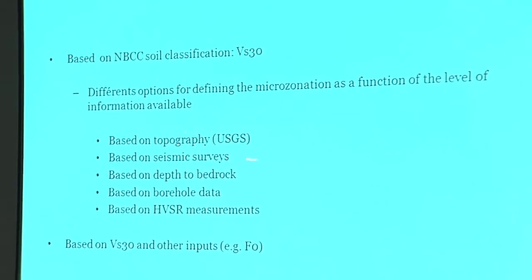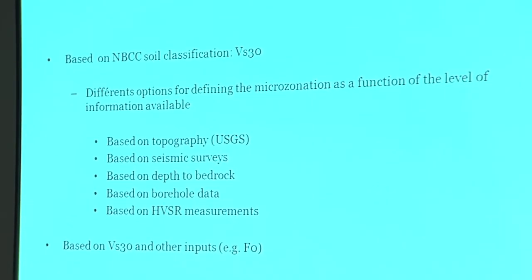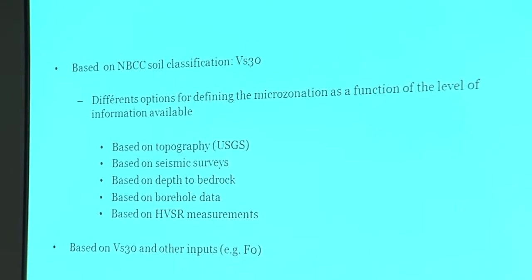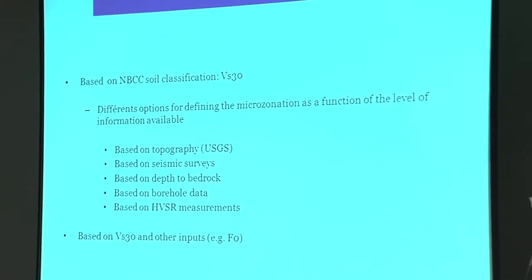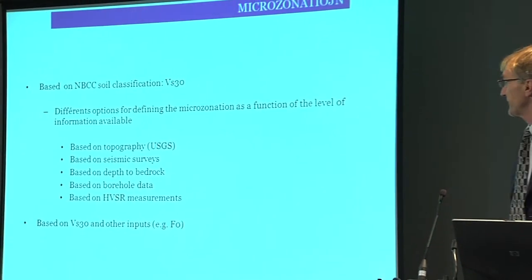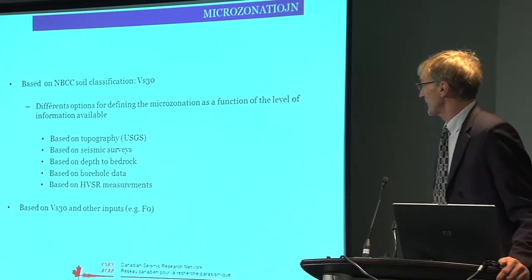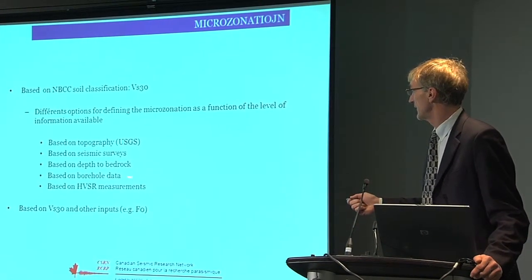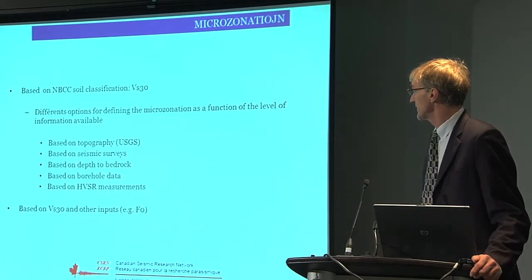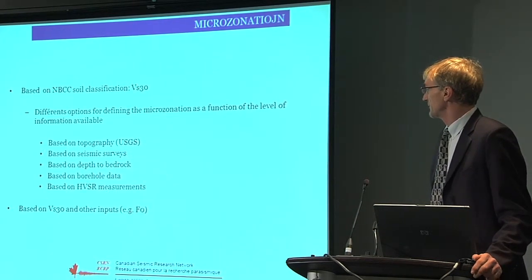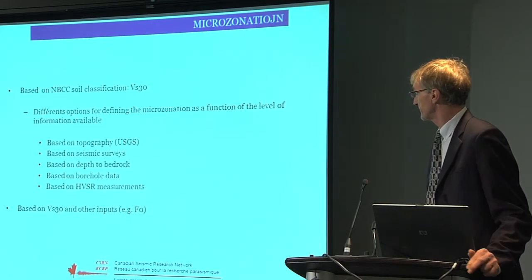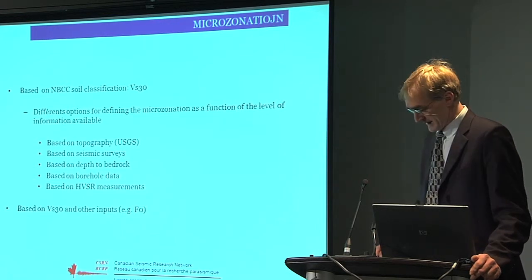If we don't have any data, there's one method that has been suggested by the USGS that's not very precise, based on topography, in order to determine a VS30 value. You can use a seismic survey. That would be the best source of information. Otherwise, if you have information on depth to bedrock, or detailed borehole data, or HVSR measurements, it's possible using the correlations that we developed to get some estimate of the shear wave velocity.